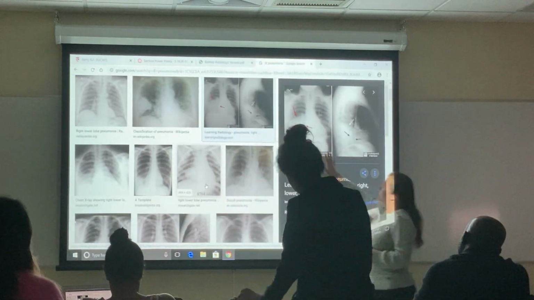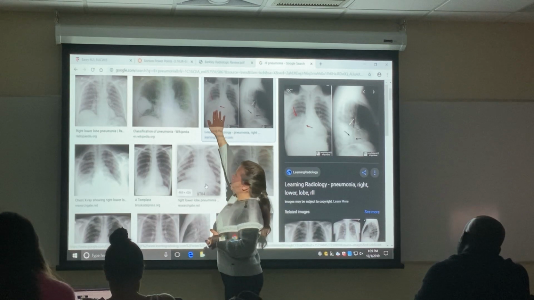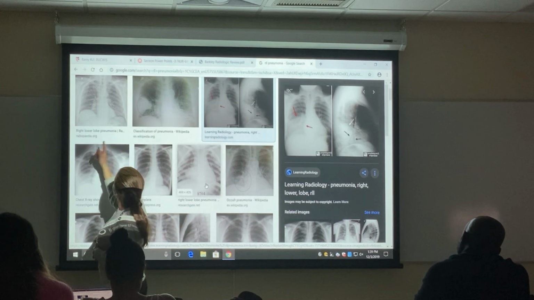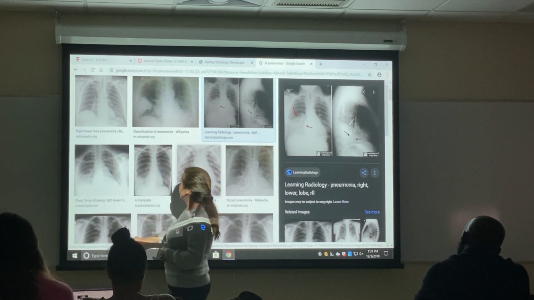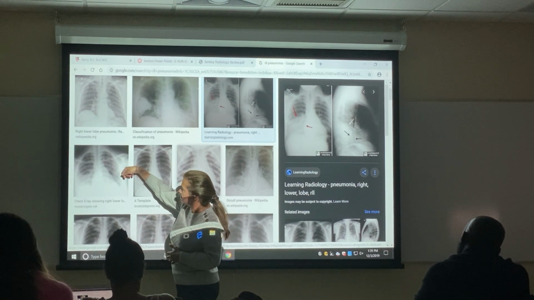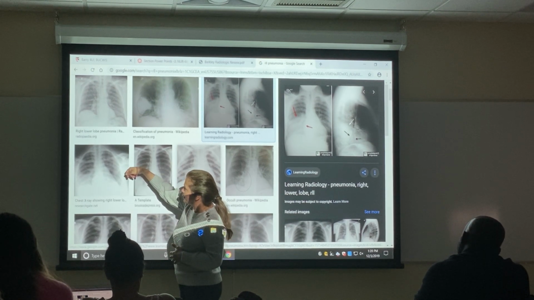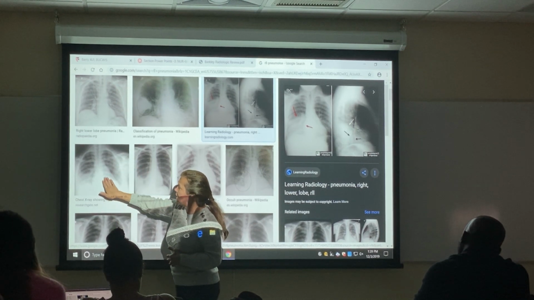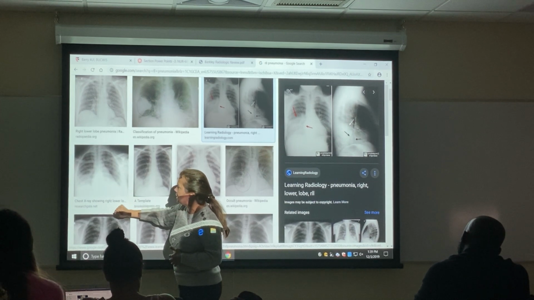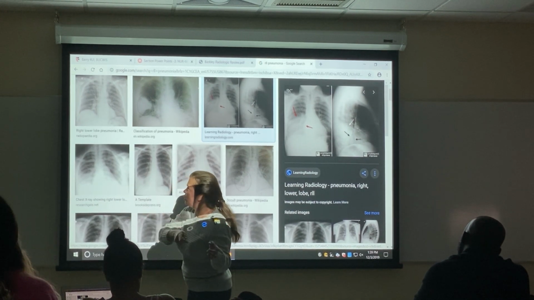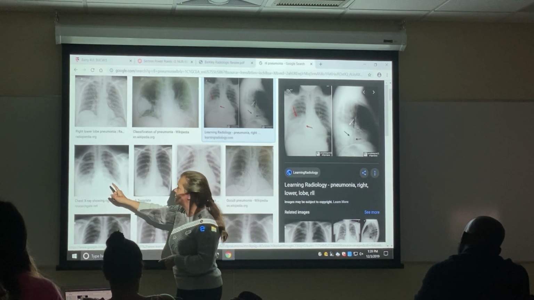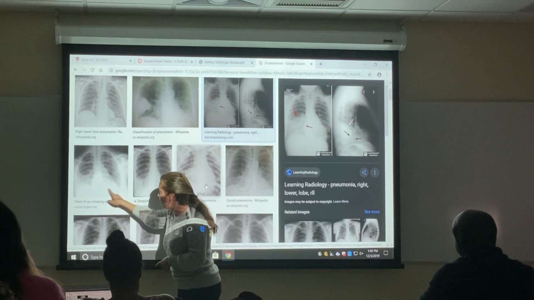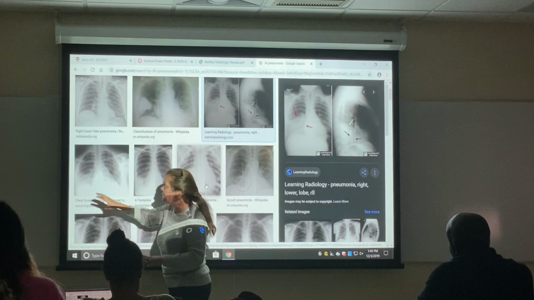Either blunting, what would this be? Middle. Lower. If you have to name this, what will you do? Here's middle, but do you see the heart being transparent behind? Question to you. Do you see the heart being semi-transparent? No, it's completely white. Do you see your diaphragm here? No.